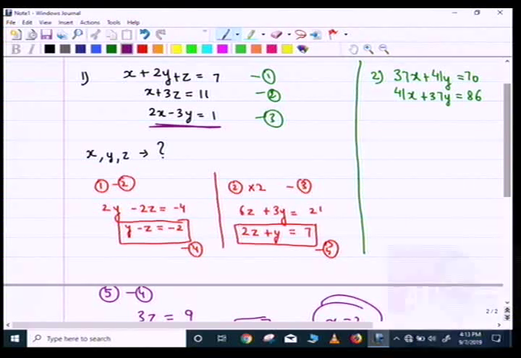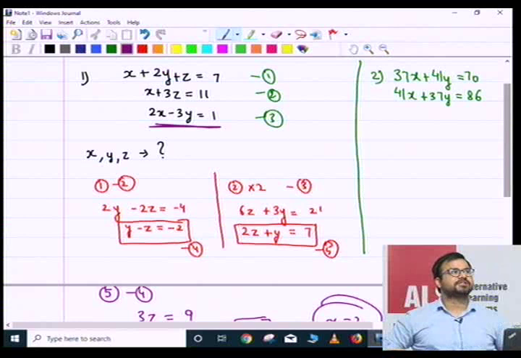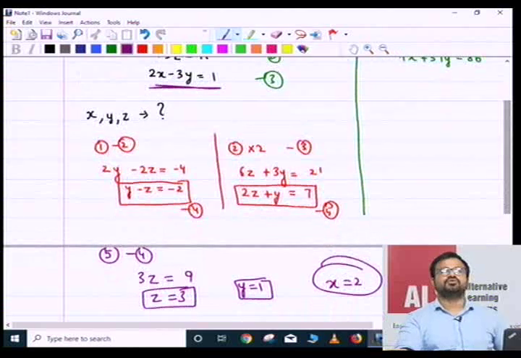Saint Joseph, x is 2, y is 1 and z is 3. x2, y1, z3, these are the answers.